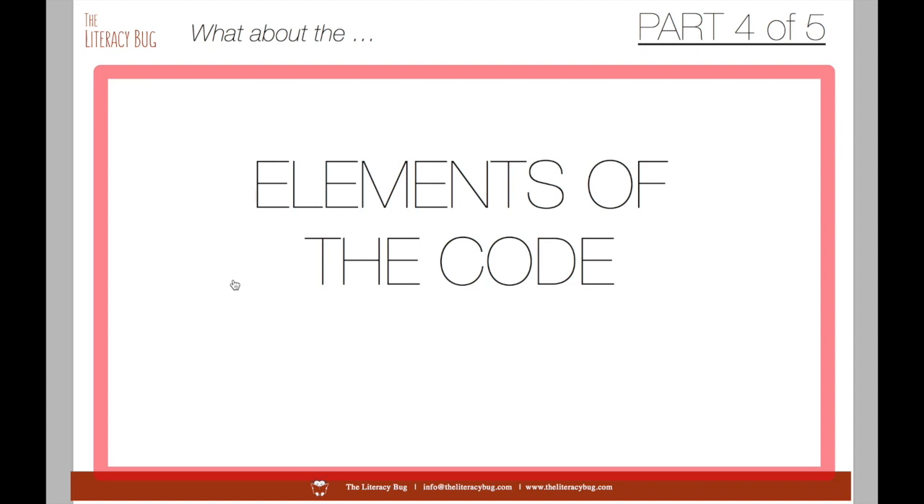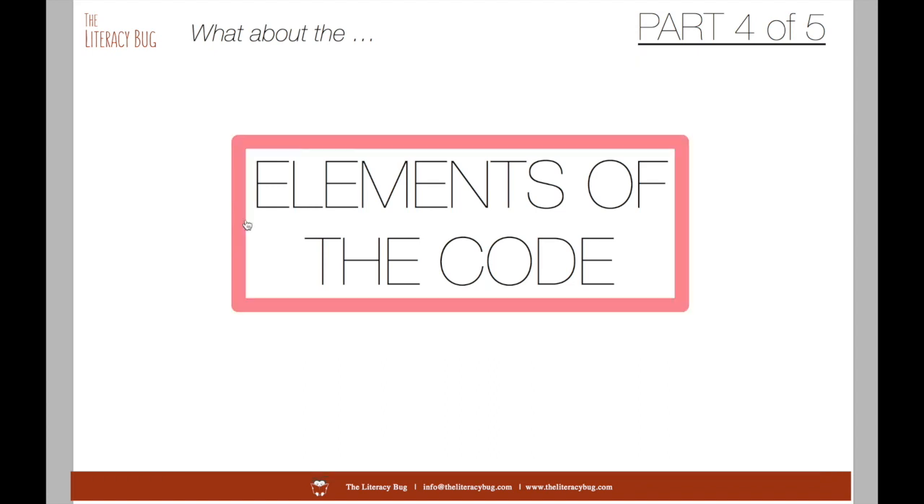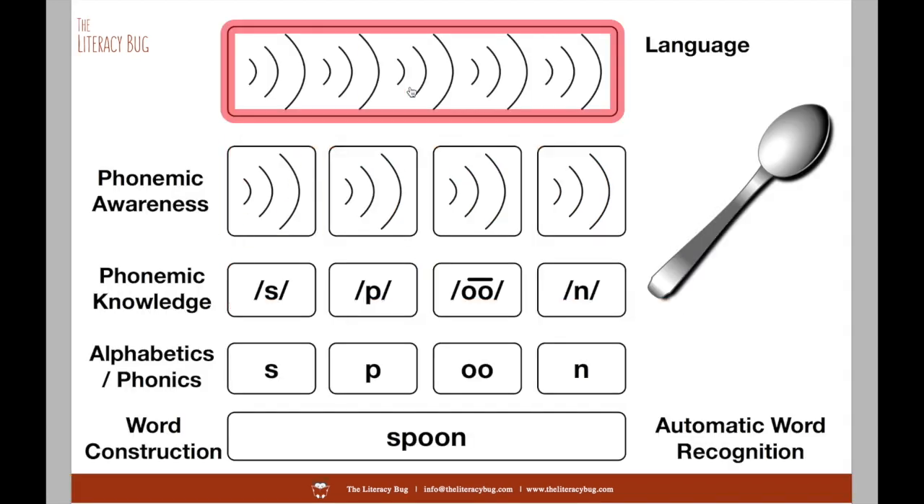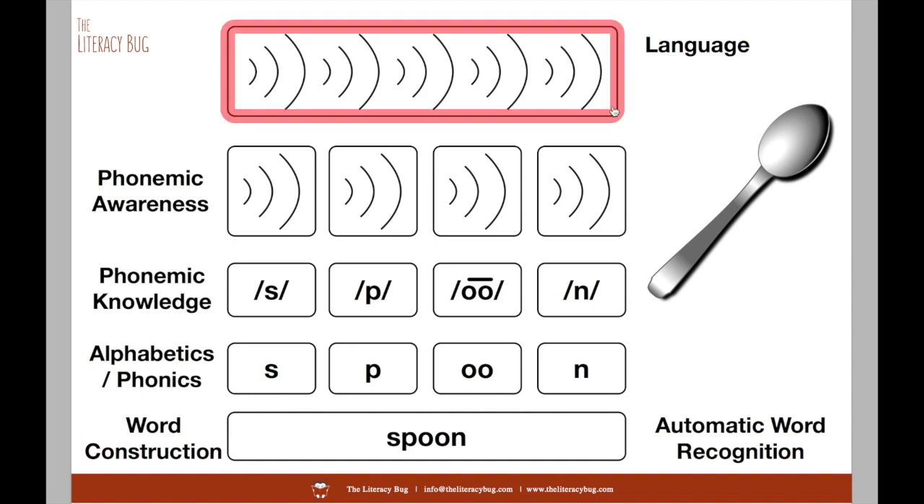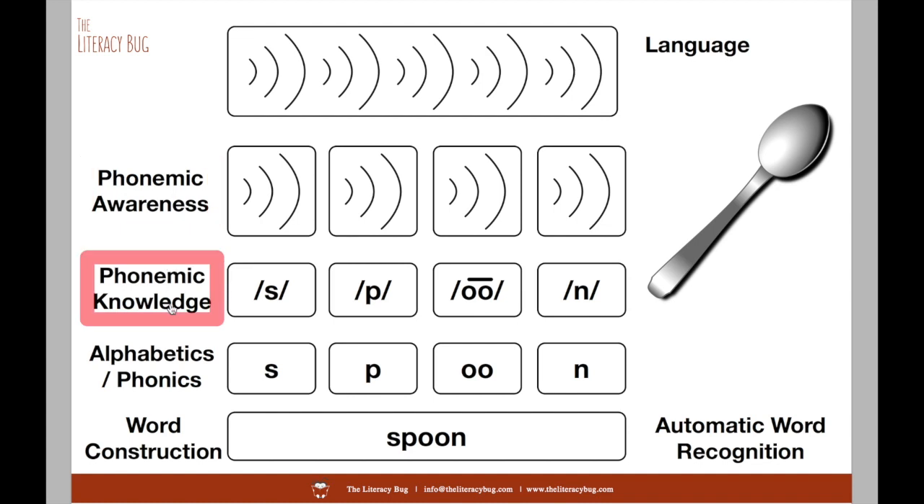So let's go to this main section, which in many ways will synthesize what we've been discussing so far, and that is, what are the elements of the code? So we would have seen this diagram before. As we said before, the elements of the code include language, phonemic awareness, phonemic knowledge, alphabetics and phonics, as well as word construction and automatic word recognition skills.